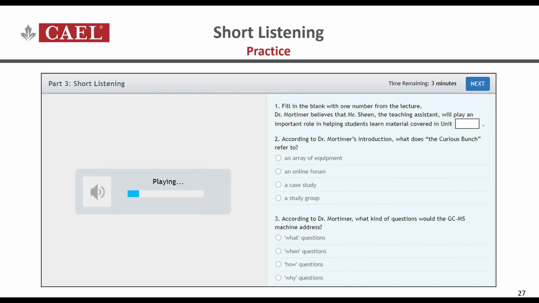Does anyone have any idea? Okay, Jose is saying, read the questions. Yes, I think that's a very good place to start. And also, of course, the answer choices. So not just the question. So for example, number 2, you should also read the 4 answer options so that you have an idea of what key information you should be listening for.